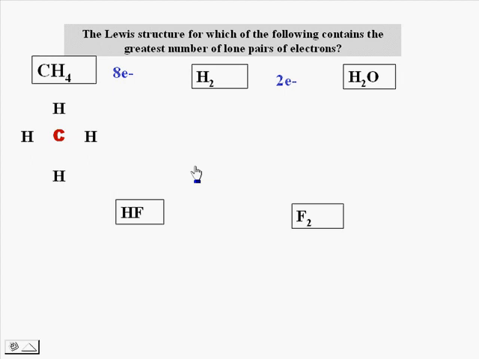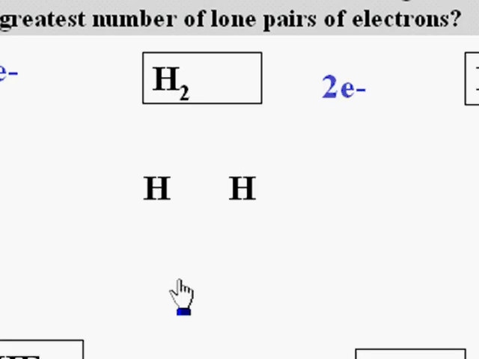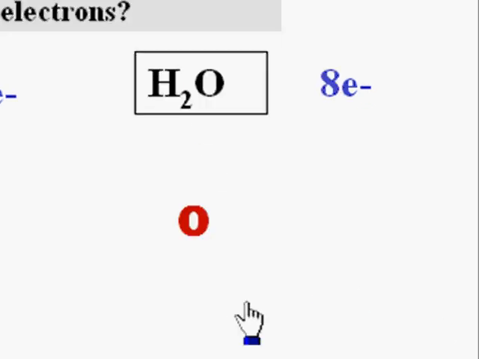Hydrogen has 2 electrons for valence electrons. Here is hydrogen. I am going to bond my hydrogens together. That's 2 electrons for bonding. I have 0 left. Again, all of the electrons for this one were involved in bonding, so there are no lone pairs of electrons.